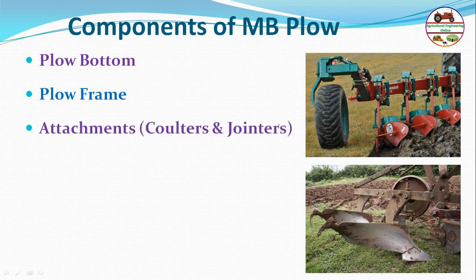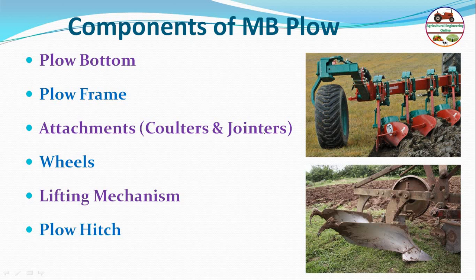Then different attachments are there, which we will discuss. Basically the coulters and jointers, which help to improve the working efficiency of the mold plow. Different wheels are other components, which are used to adjust the depth of the mold plow as well as for transporting it on the road, in off-working condition. Then the lifting mechanism, how it will be lifted during the operation, and how depth and draft can be adjusted by the tractor.